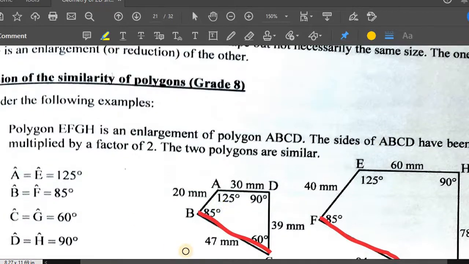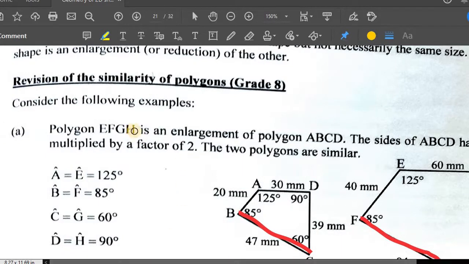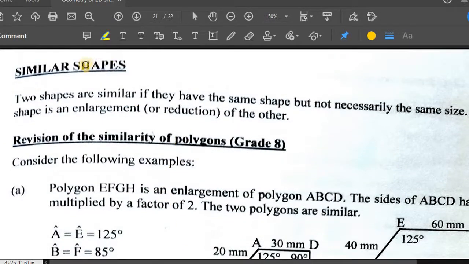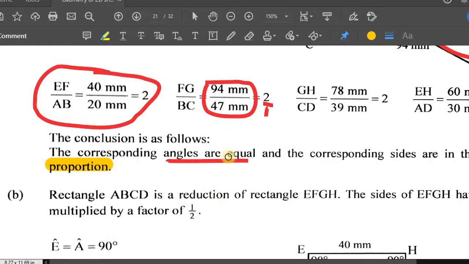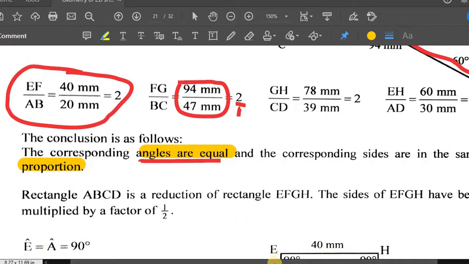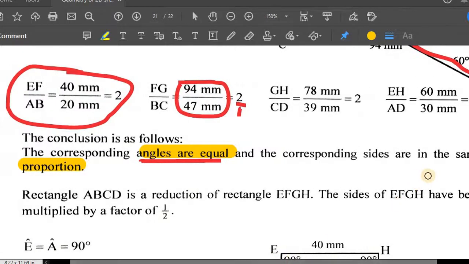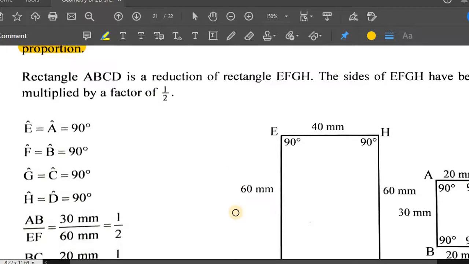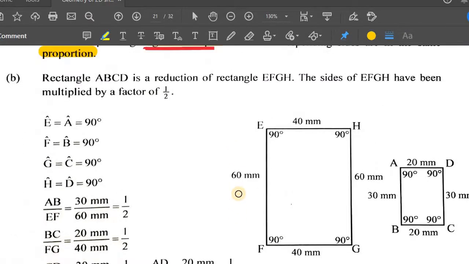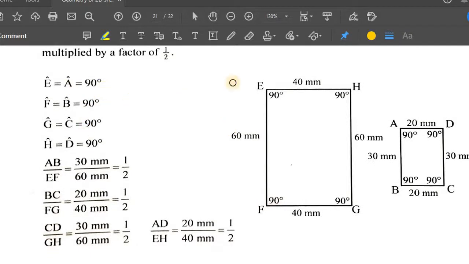Now when you're dealing with shapes, we're just starting off the section and we are dealing with different shapes, right? Polygons are shapes. You're dealing with similar shapes. When you're dealing with shapes, both need to be shown: both that the angles are equal and the corresponding sides are in the same proportion. When you're dealing with triangles, which we're going to go into just now, there's one tiny difference. Same thing with this rectangle. They show you that all these corners here are 90. They show you the corresponding sides.